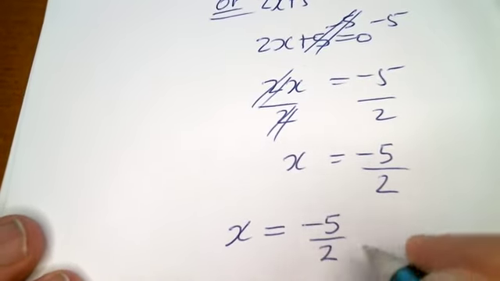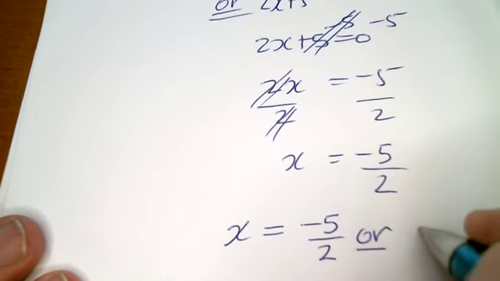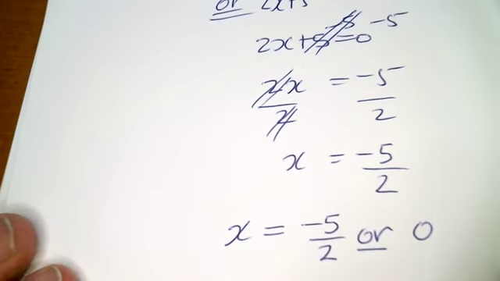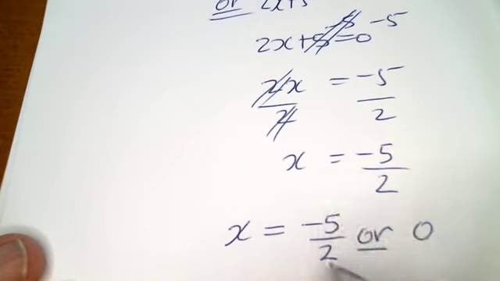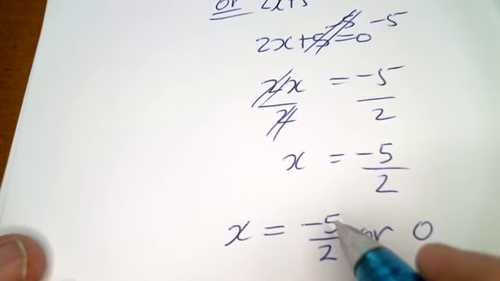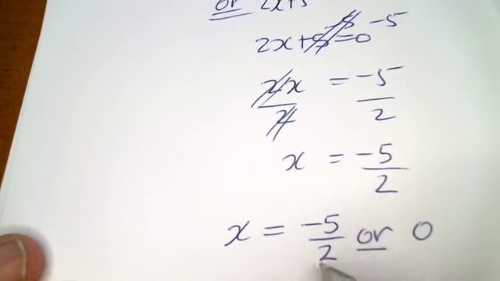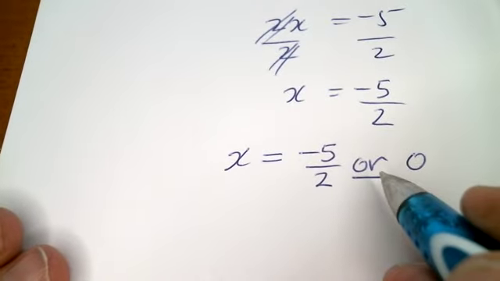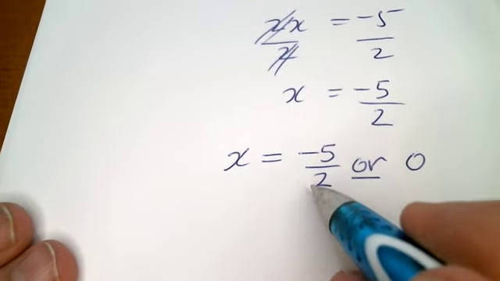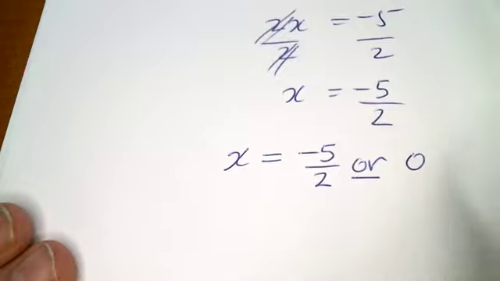So you can write the solution as x equals negative 5 over 2 or 0. Now, notice we put the smallest one first. Negative 5 over 2 is smaller than 0. If you think about it on a number line, this would appear further to the left than 0, which would probably appear in the middle.